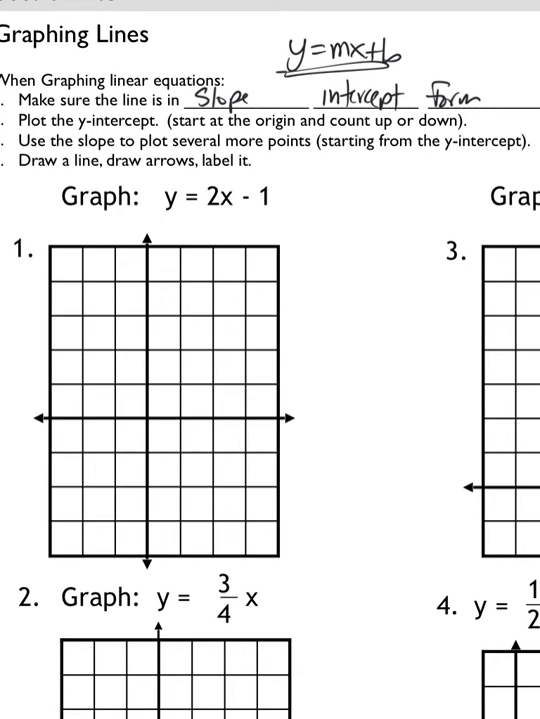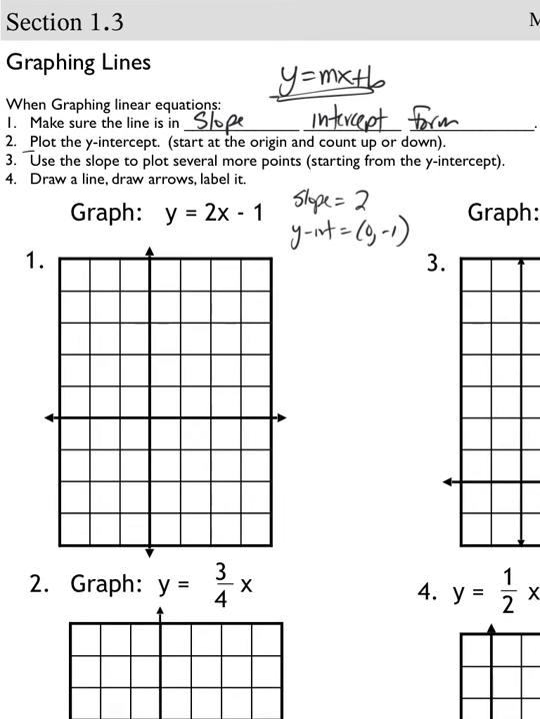So I'm looking at this first one, and I'm identifying that the slope is 2, and the y-intercept is (0, -1). My second step here says to plot the y-intercept. So I'm starting at the origin. I'm counting 1 unit in the negative direction. That's the y-intercept. And then I'm going to use rise over run to plot the points for the rest of the line.